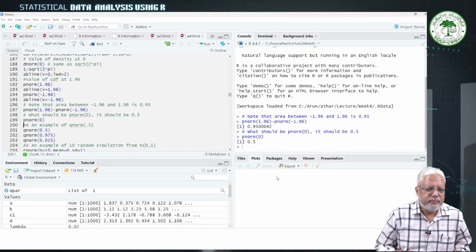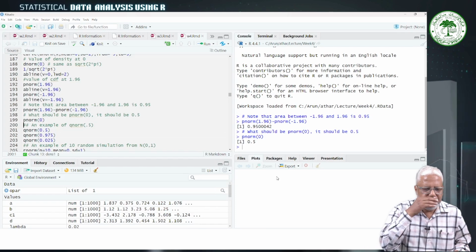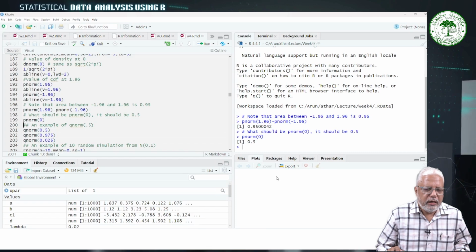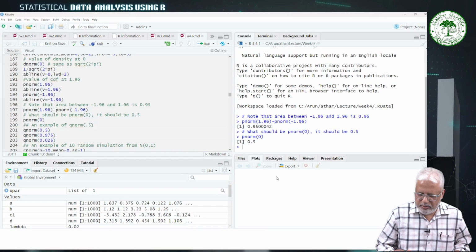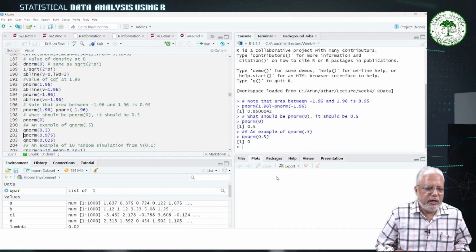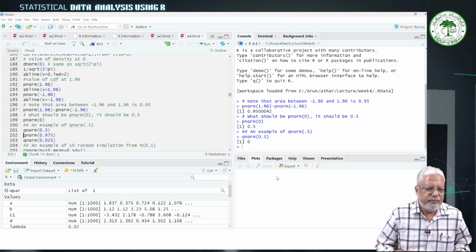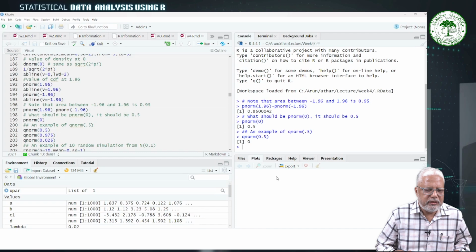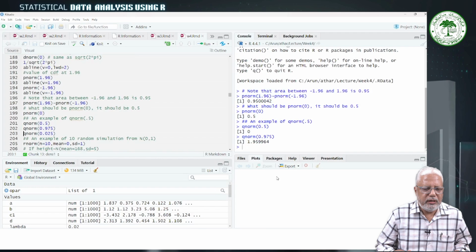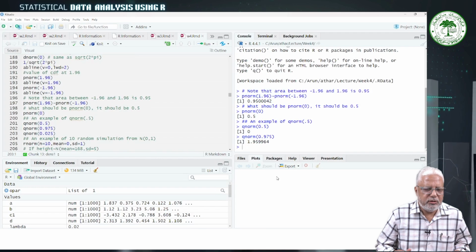Similarly, an example of qnorm(0.5), that is the quantile when the area under the curve is 0.5. So qnorm(0.5) should be 0, because the qnorm quantile is the inverse image of the CDF. But qnorm(0.975) is nothing but 1.96. So these are the properties of the normal distribution.